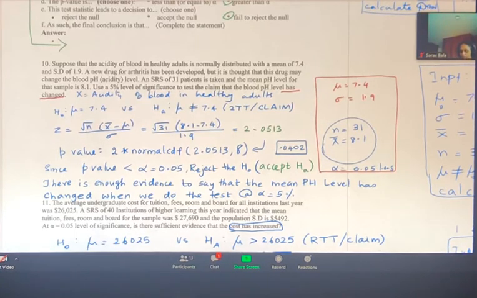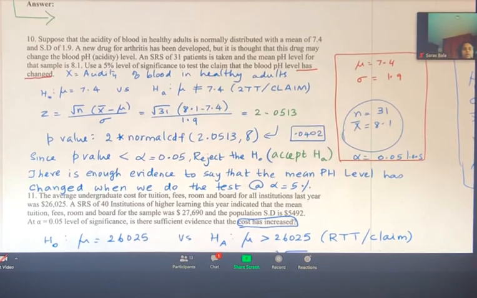So my alternative hypothesis is going to be mu not equal to 7.4, because the number 7.4 is directly given here, which is mu equals 7.4. I'm talking about all healthy adults, so this is my population. The number coming from the population is mu, which is 7.4. And then this is the standard deviation, so the sigma is 1.9. Mean and standard deviation are given.